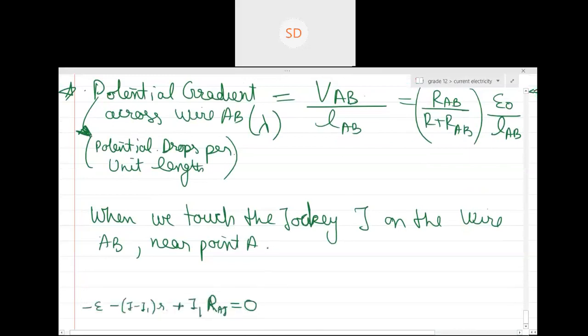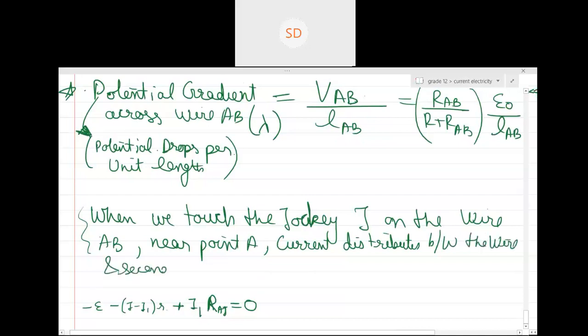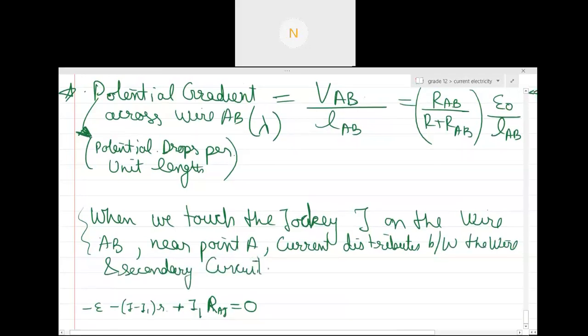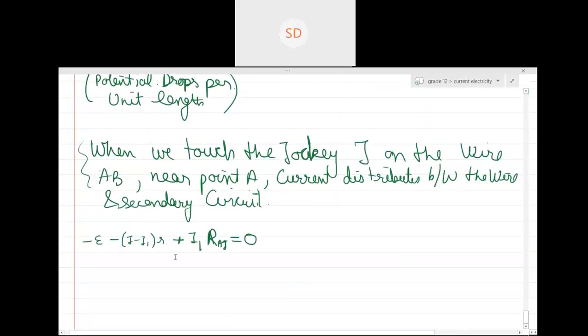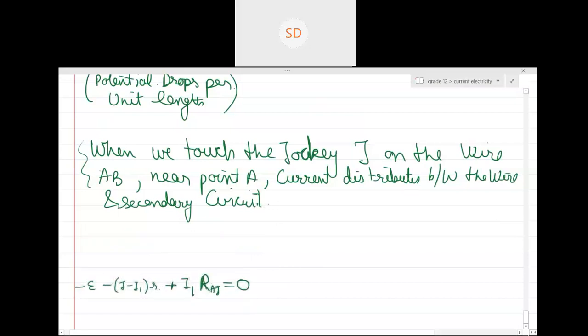No need to write this thing. This is just analysis. So when we touch the jockey here, this part you need to write, which I'm writing over here. No need to write this equation. Near point A, current distributes between the wire and the secondary circuit. Yes or no? We are basically seeing what will happen to the current I minus I1 when we increase the value of resistance AJ.